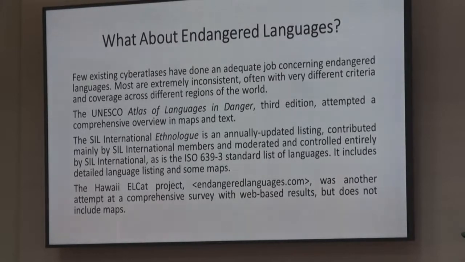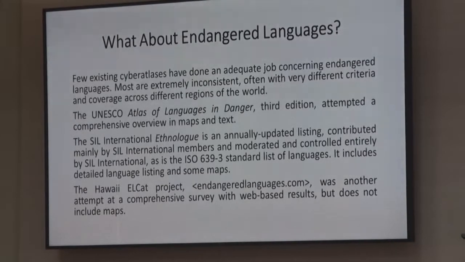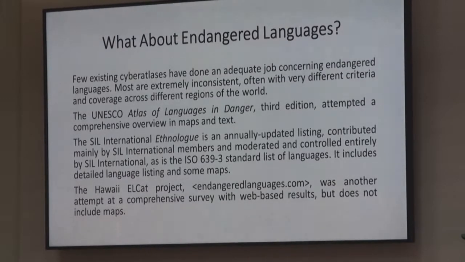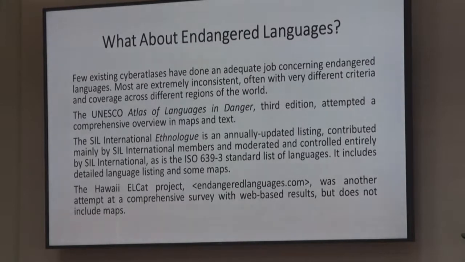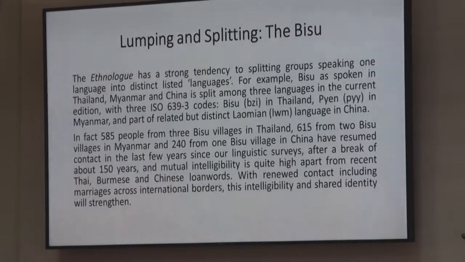I have a main specialization in looking at the issue of language endangerment and how we should react to it. Few cyber atlases have done an adequate job with endangered languages. Most are uneven, and most don't have good coverage in many parts of the world. The UNESCO Atlas of Languages in Danger, third edition, is probably the most comprehensive. The SIL Ethnologue has its problems, and the Hawaii LCAP project also has its problems because it was not adequately funded. Next, please. Three minutes.